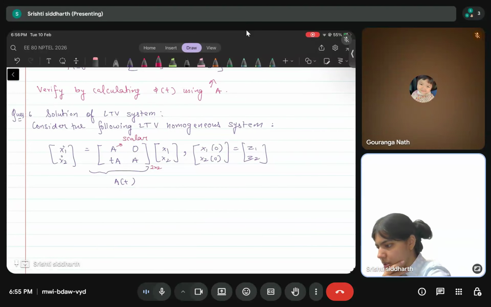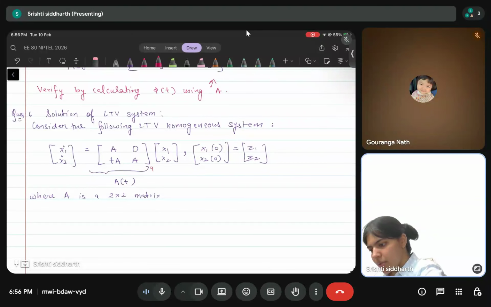Let me just write this one more clearly. This is correct. Determinants where A is a 2 by 2 matrix. This is actually a 4 by 4 process. Each state x1 has two states inside it.